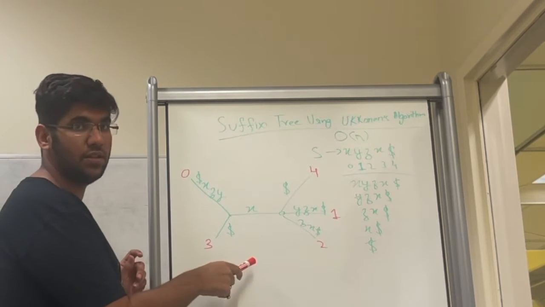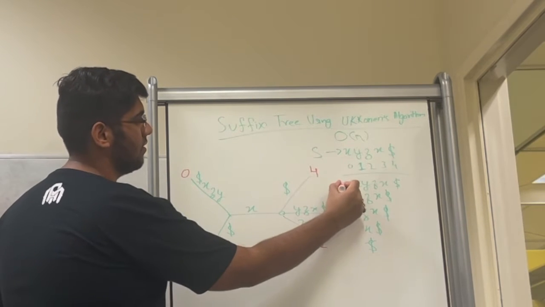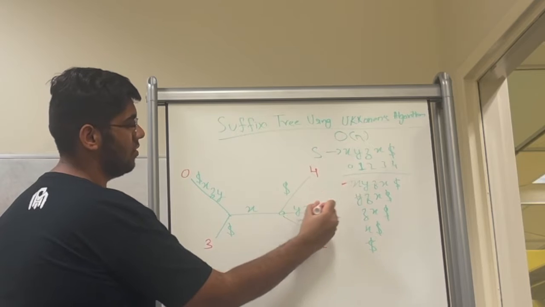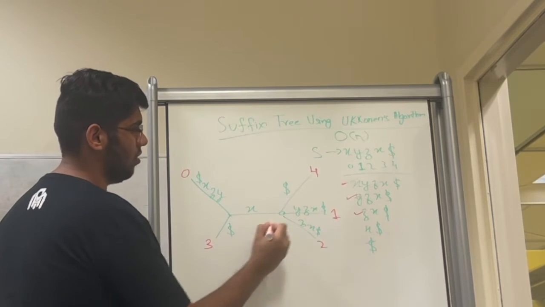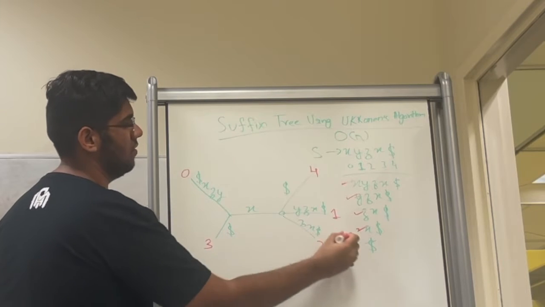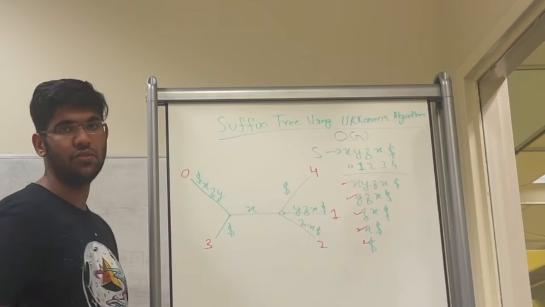Let's see, this is the suffix tree. For example, we have xyzx$, yes. Then we have yzx$, yes. Then we have zx$, yes. Then we have x$, yes. Then we have $. So we have all the suffixes possible. So this is basically a suffix tree.